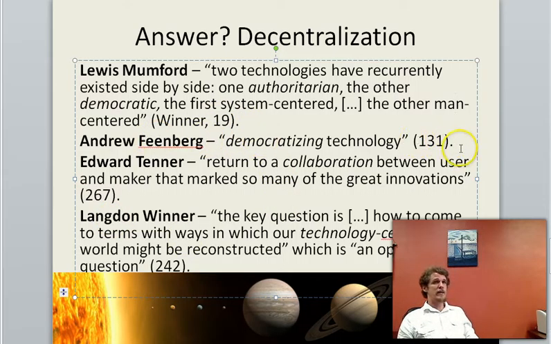Andrew Feenberg, writing in the last couple of decades, in his book, do I have it with me?